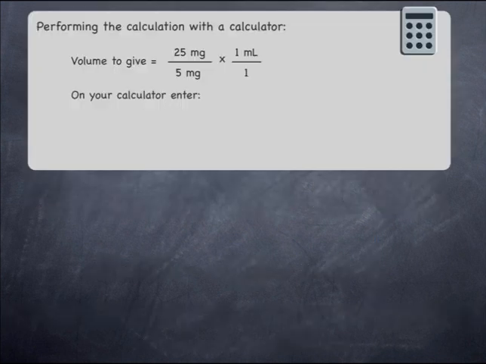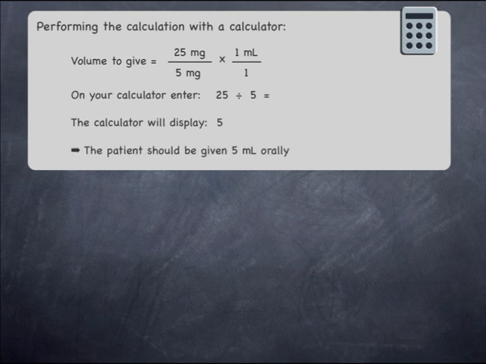To formally perform the calculation with a calculator, you simply need to enter 25 divided by 5. Multiplying by 1 over 1 is not necessary, so just press equals. The calculator will display an answer of 5, meaning that 5 mils should be administered orally. This is in line with the estimation made earlier.